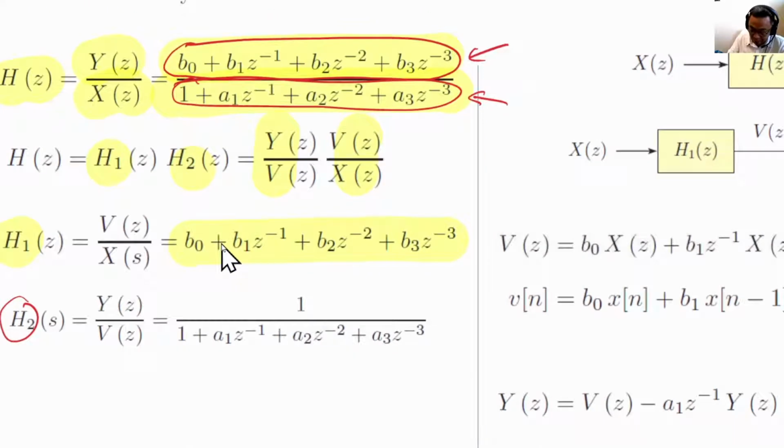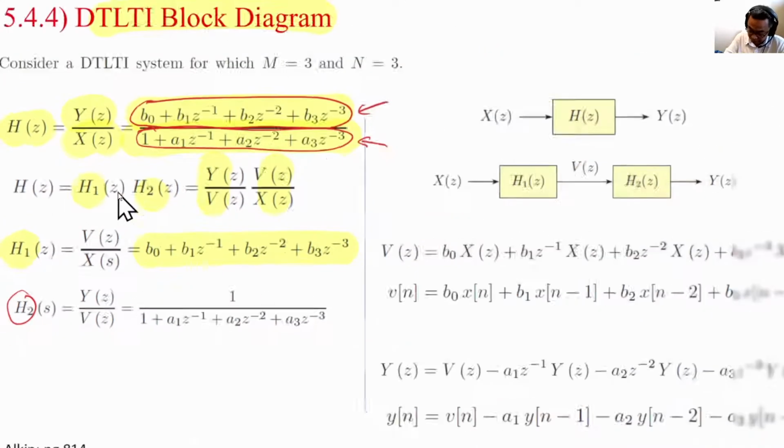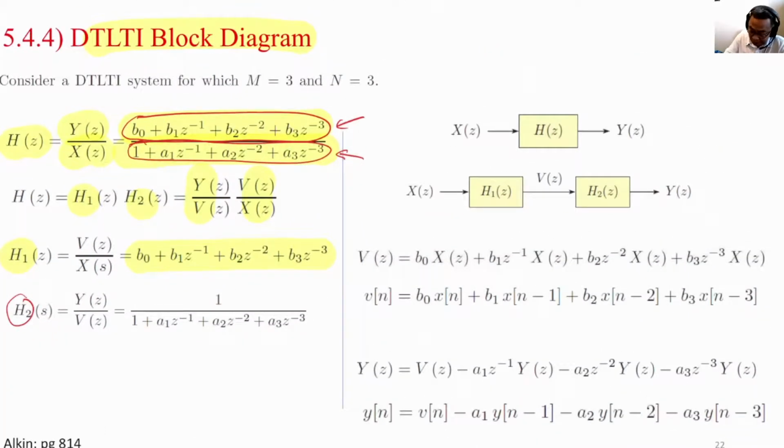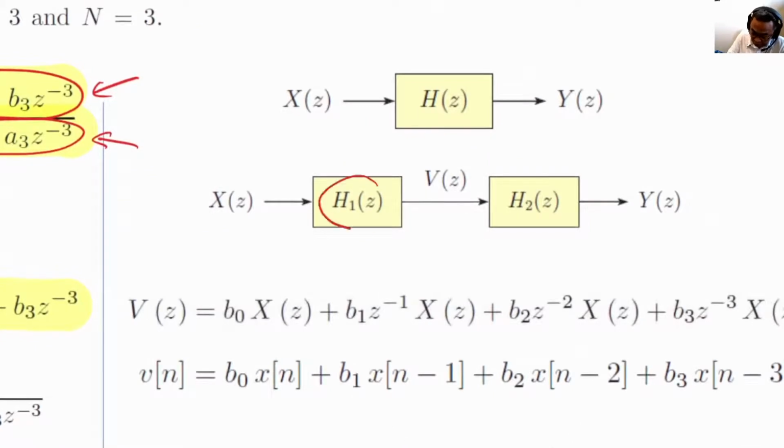Once we have done that, you realize that in terms of polynomials, nothing has changed. H1 is this, H2 is this. When we multiply the two of them together, we'll get H of z. Diagrammatically, it looks like this. This is H1 of z and this is H2 of z.